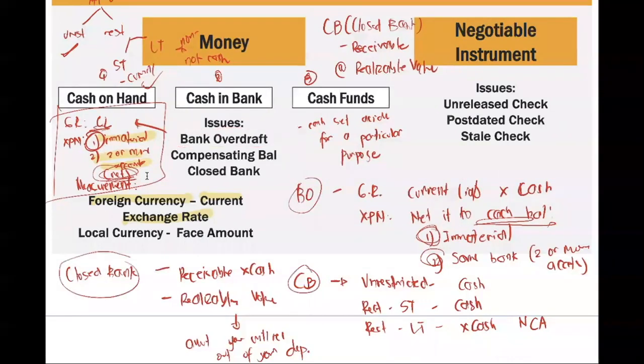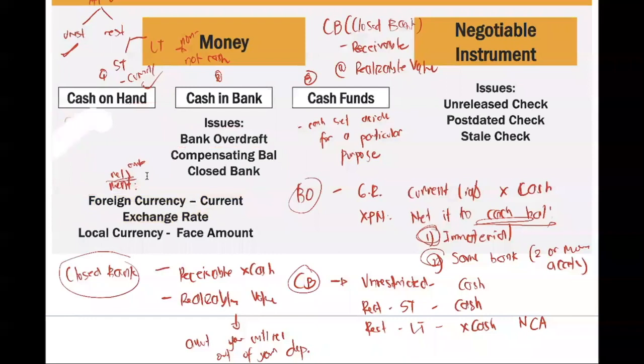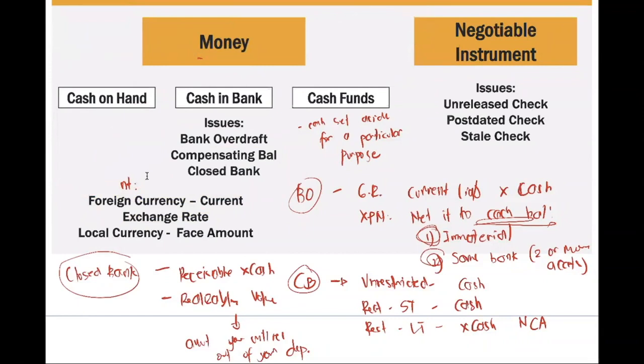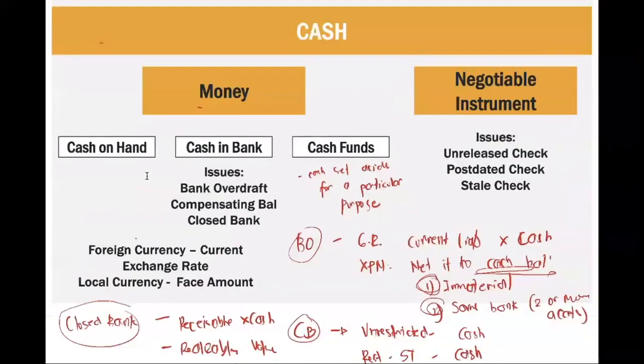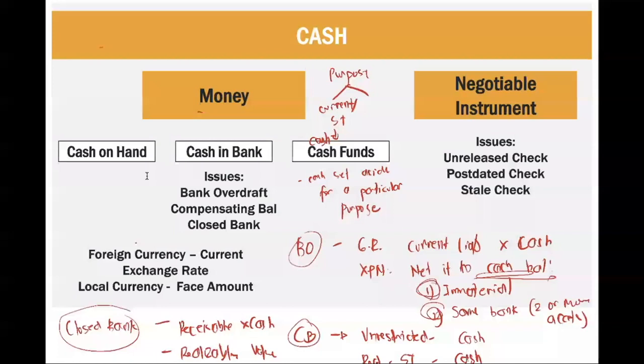We go now to the third item of our money. What is the third item under your money? It is the cash fund. So what is a cash fund? A cash fund is cash set aside for a particular purpose. So you look into the purpose. If the purpose is for current or short term, it is considered cash. Okay? If it's current or short term, cash. But if it's for non-current or long term, it is considered not cash.